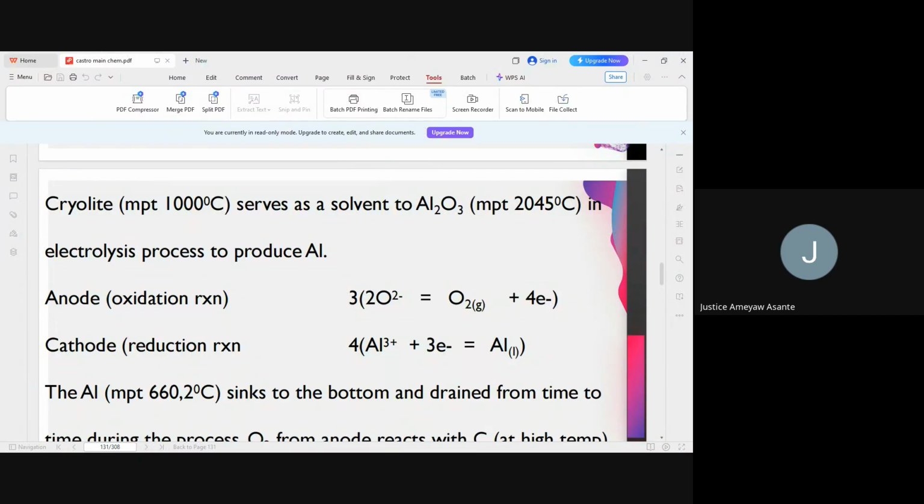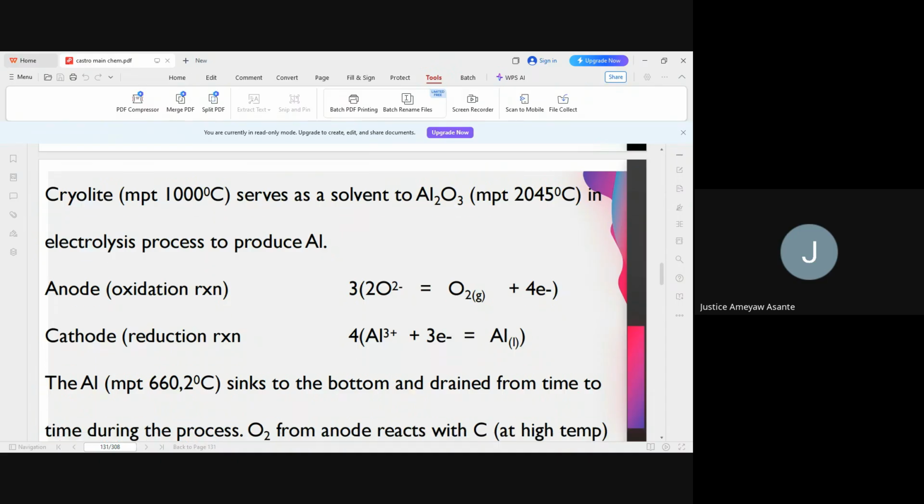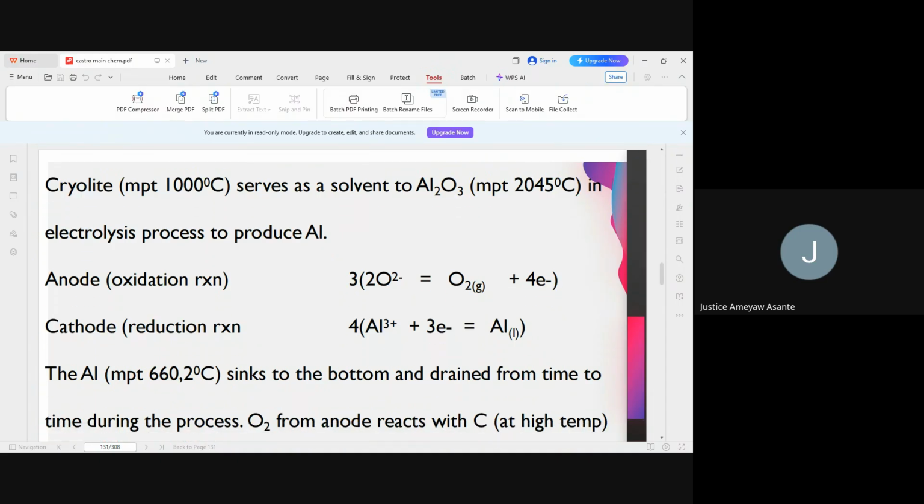So this is what you get here. You make it into a molten form by heating it at a high temperature in the electrolysis process to produce your aluminum. So during the electrolysis process, what is going to happen? All the oxygen ions are going to move to the anode. They lose electrons there and they become oxygen gas.